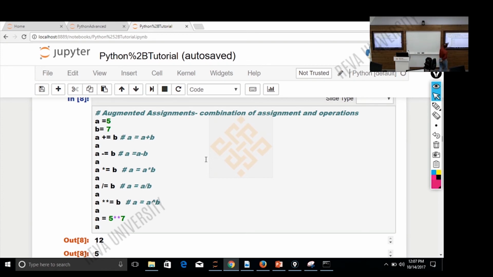So once you run this, A becomes 12. A is no longer 5, B continues to be 7. Then you come over here, it is 12 minus 7, which becomes 5. Then you come over here, this will be 5 times 7, 35. And A is 5 again. Then you come over here, that's going to be 5 divided by 7, and so on and so forth, right?